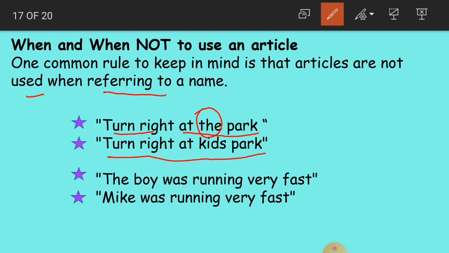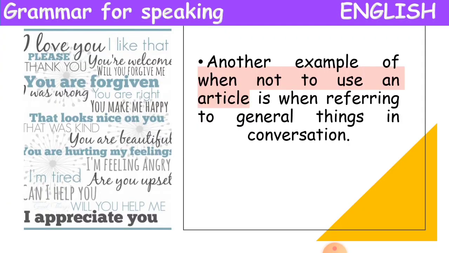Okay, see here again. The boy was running very fast. The boy, one particular boy. We didn't take the name of the boy. We are just telling that the boy was running very fast. And here in the second sentence, we have used Mike. Mike is the name of the boy. Because we have used the name, we have removed the, and Mike was running very fast. Clear, children? No article here again.